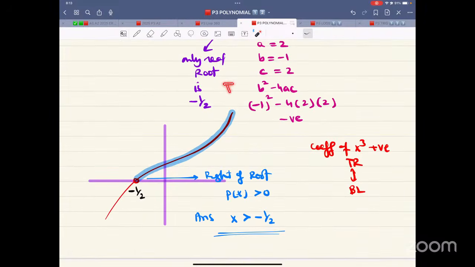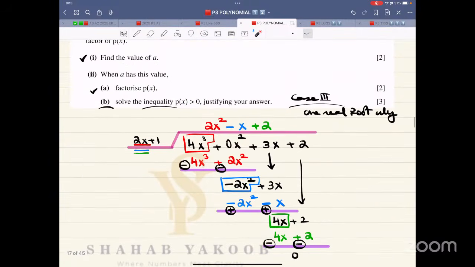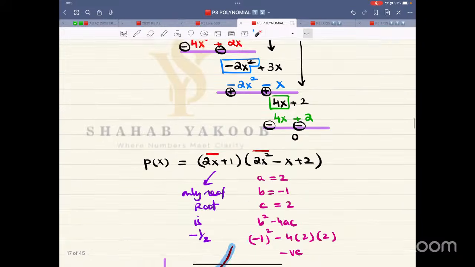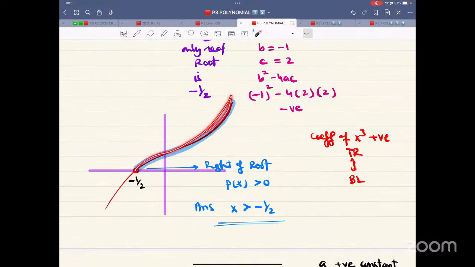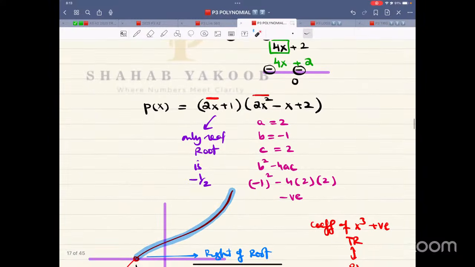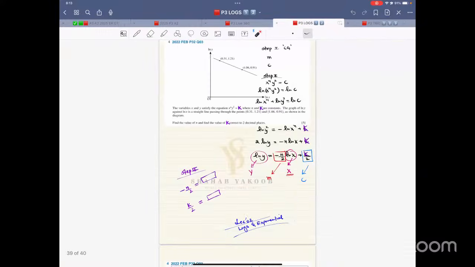The coefficient of x cubed is positive. We start from the top right and go till the bottom left. This is the only route through which it's passing. So yes, that's the way I do the sketch. p(x) greater than 0 means the region of the graph above the x-axis. So you go right of this root, p(x) is greater than 0. That's how you get this answer. So that is about polynomials.